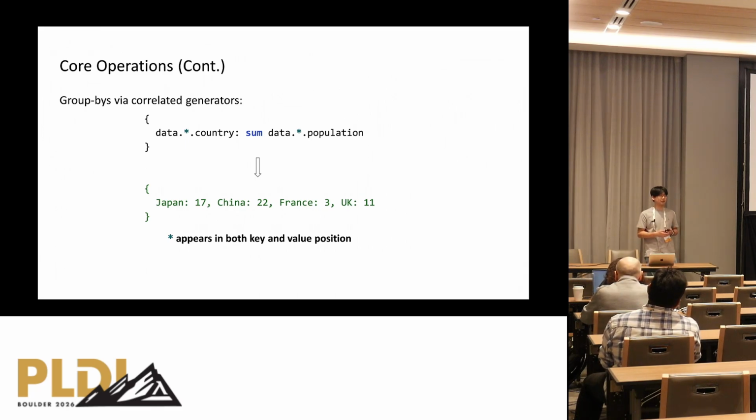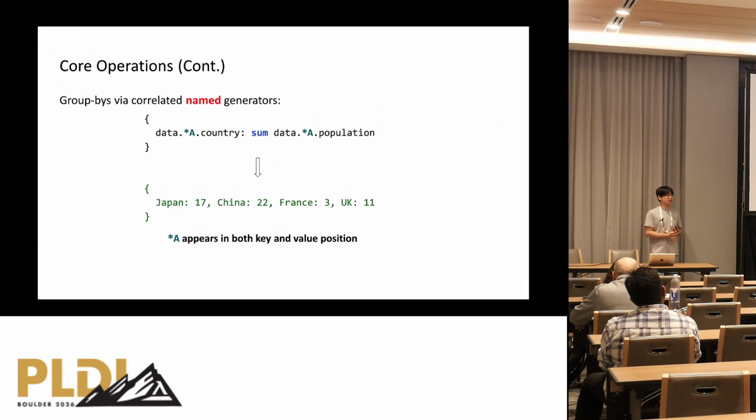And the way RHYME knows that this is the group we intend to do is that it will look at the generators that appear on both sides of the group-by operation, and we see the star generator on both sides. So we know these are the correlated expressions. So it will infer that kind of dependency and then do the correct group-by operation. And we can also make these iterations explicit by giving the generators a name. For example, we can use star A here to explicitly tell that we want these to be correlated with each other.